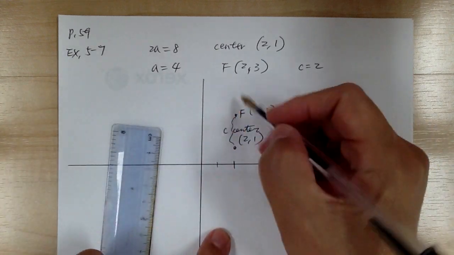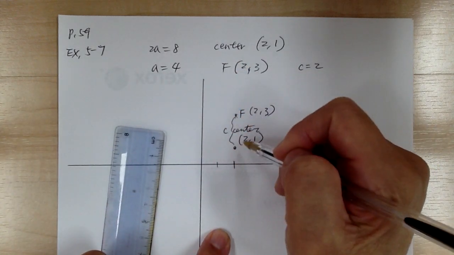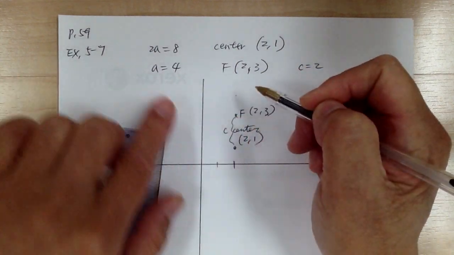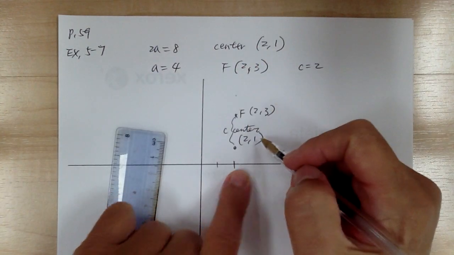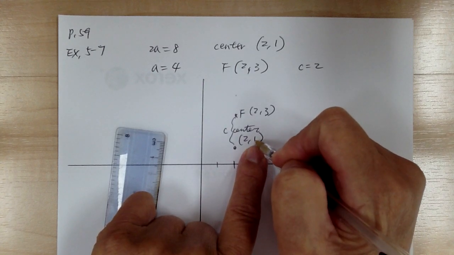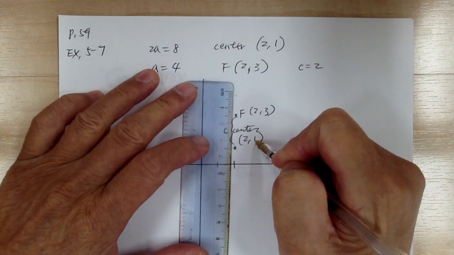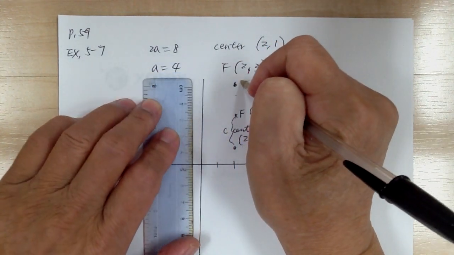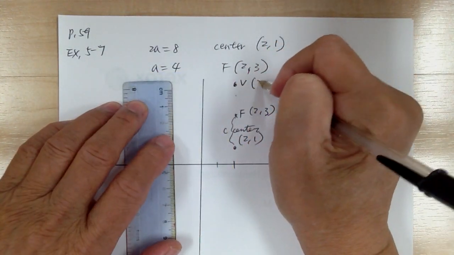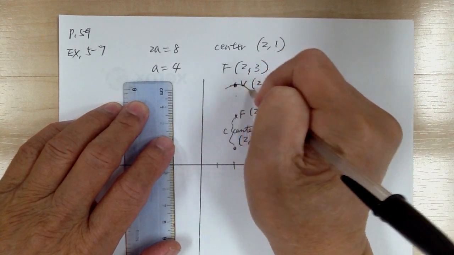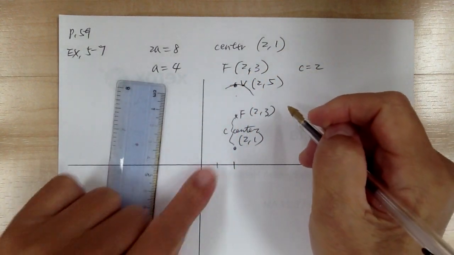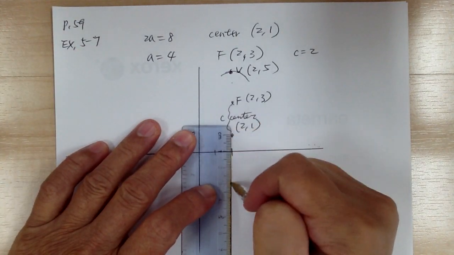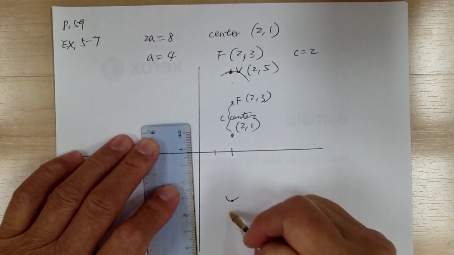Now since F is always on the major axis, so here's your F. That means the V will be up here. So 4. Again, when you go up and down, it's y, right? So when you start at 1, you go up 4, it will give you 5. Okay, so it's going to be right over here. So this would be your V, and it's going to be at (2, 5). So your graph is going to be like this. Okay, so again, center is over here. So a is 4, so you go down 4. So 1, 2, 3, 4. So this is another V right over here.